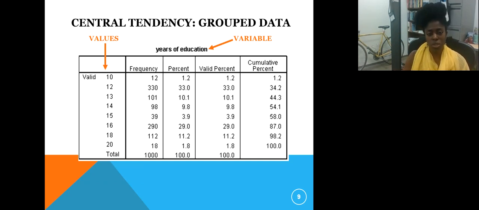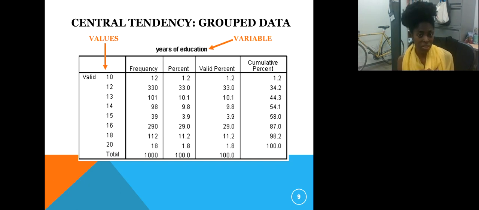So what else do we know? We do know the total number of observations. We can look and see it's 1,000. How many people said that they dropped out at 10th grade? 12. How many people said that they have 18 years of education? 112. So we see in frequency that those aren't values. They're just telling us how many people said those values, right? So how many people are in the data set? 1,000.